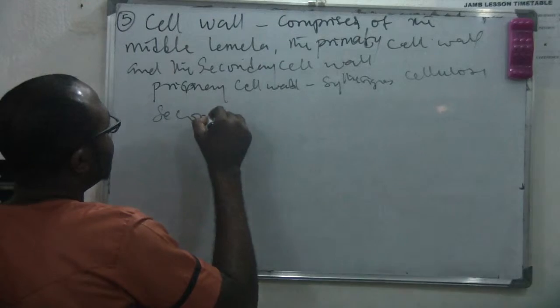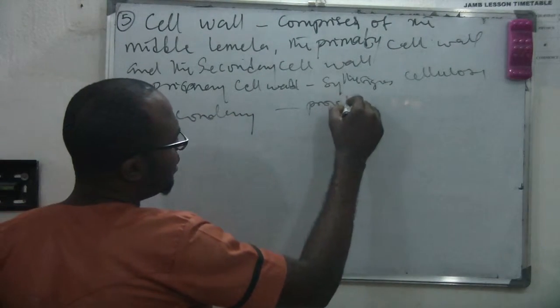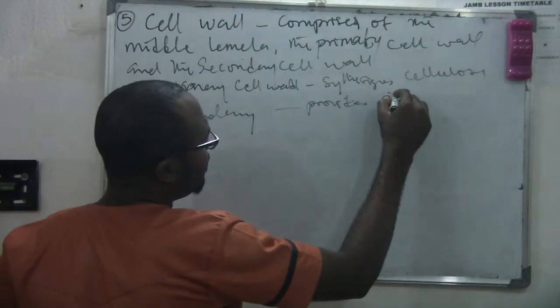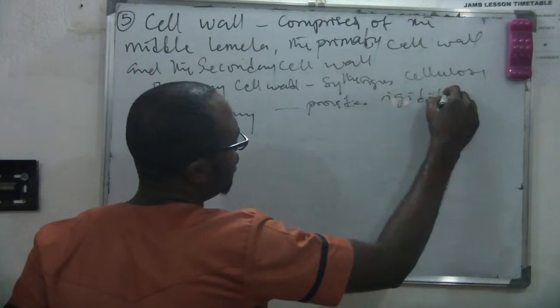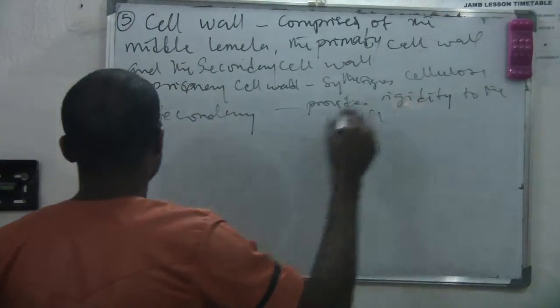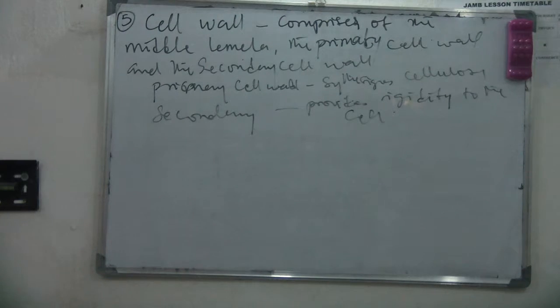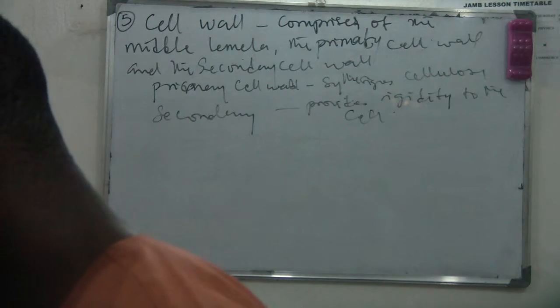Whereas the secondary cell wall does what? It provides rigidity to the cell. It gives it strength. It provides rigidity to the cell. And that's why plant cells normally have this.